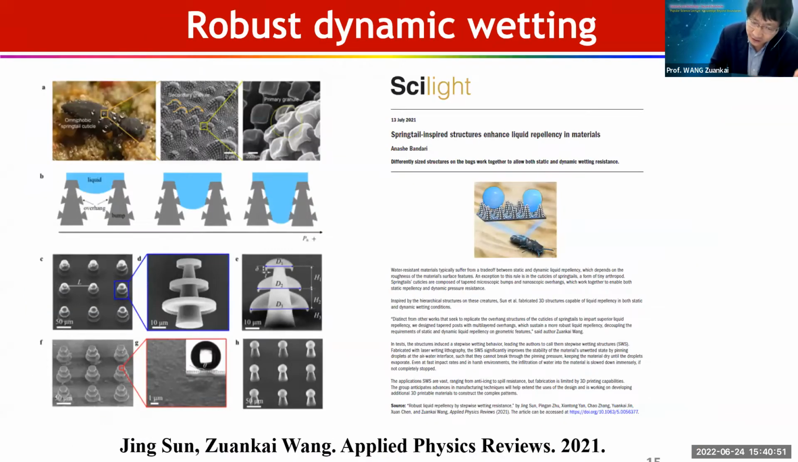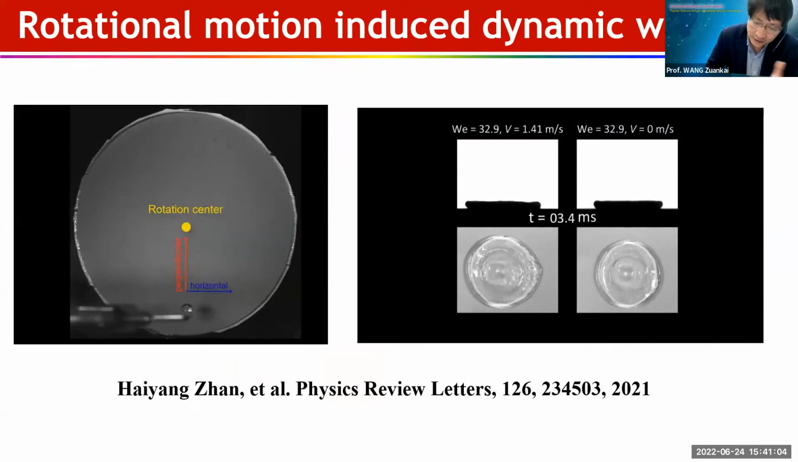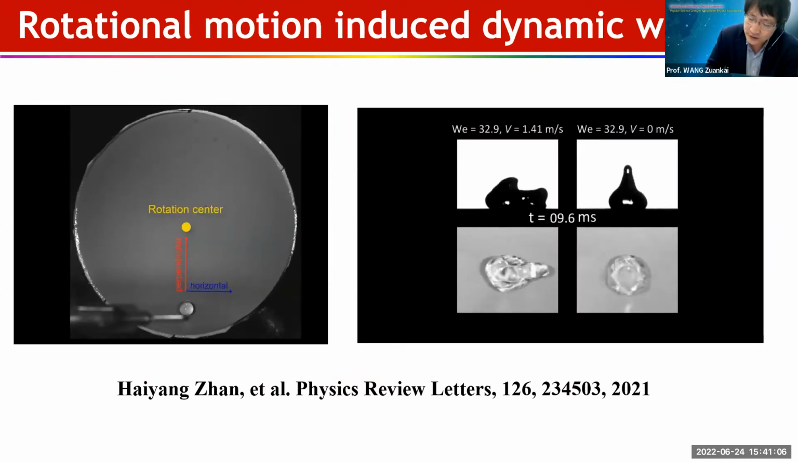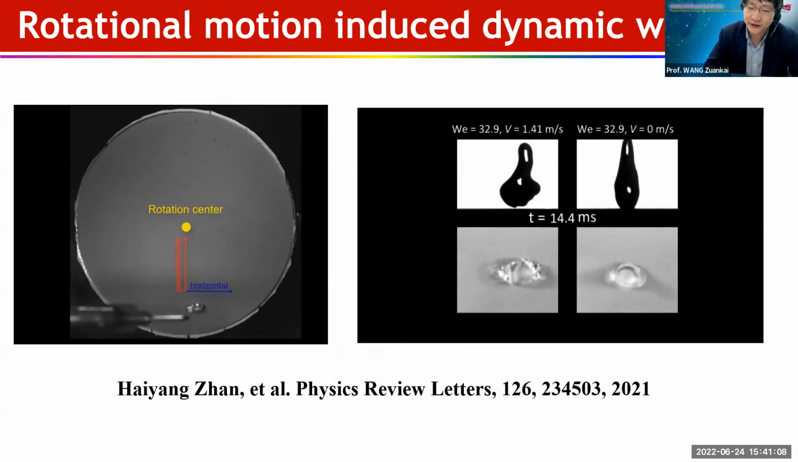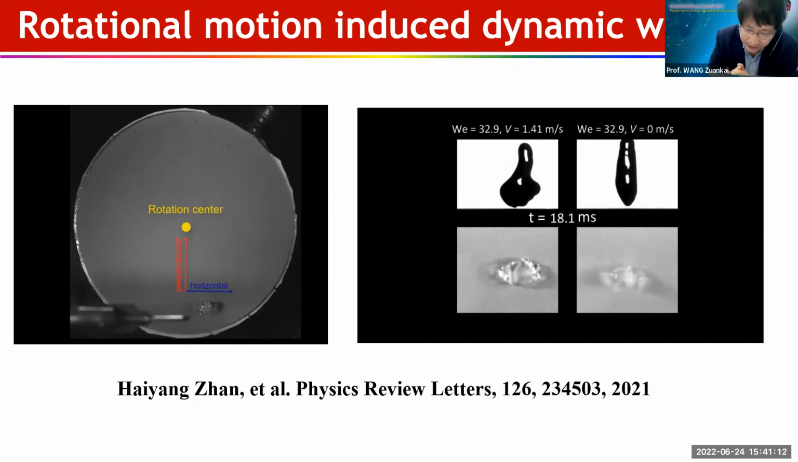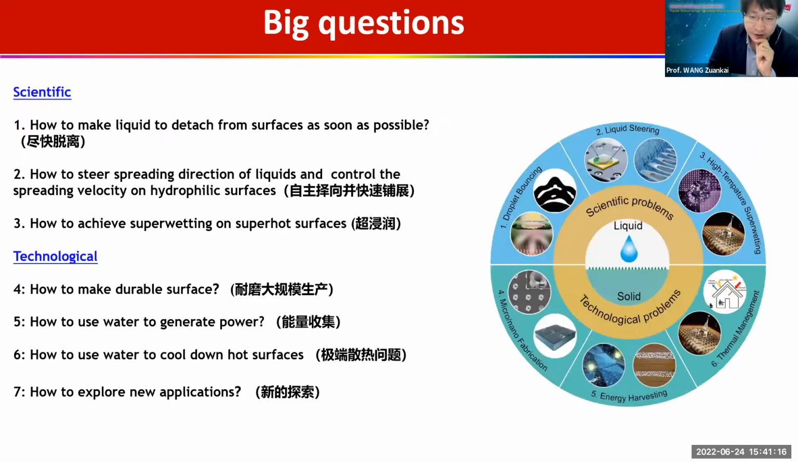Okay, and then we continued to design the surface. How do we make the surface robust, and how do we make the surface more durable? And also we study how to reduce the contact time on a moving surface, because, for example, for an airplane, it involves some relative motion, okay? And so I answered the first question.